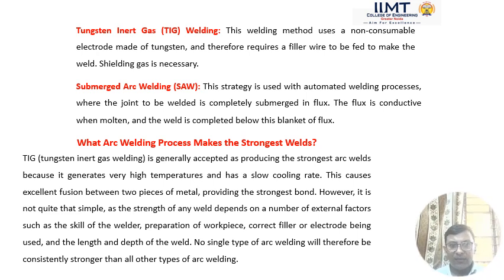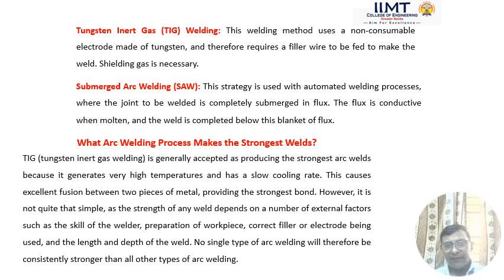Now come to the next, submerged arc welding. In submerged arc welding, the strategy is used with automatic welding processes, where the joint to be welded is completely submerged in flux. Try to understand the things. The flux is conductive when molten and the weld is completed below this blanket of flux. Basically, in case of submerged arc welding, the welding process is completed below the blanket of flux. There is flux over the welding actually.